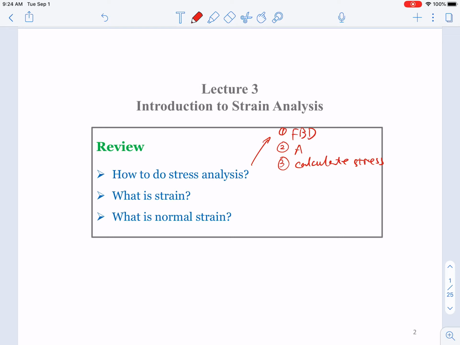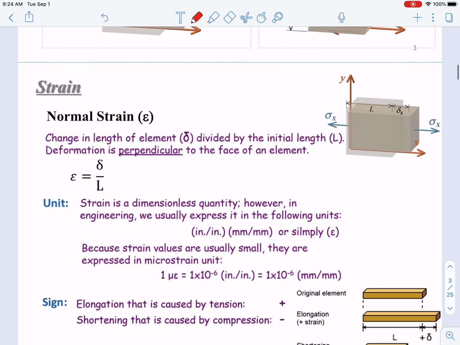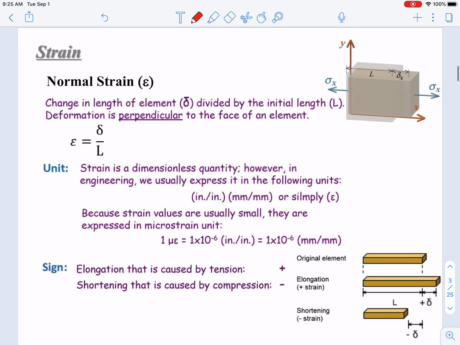We also define a strain and a normal strain. So what is a strain? Since stress is the intensity of internal forces, the strain, simply speaking, is the intensity of deformation. So what is normal strain? We defined normal strain already. Please recall the definition. As shown here, the normal strain is the change in length of element divided by initial length.